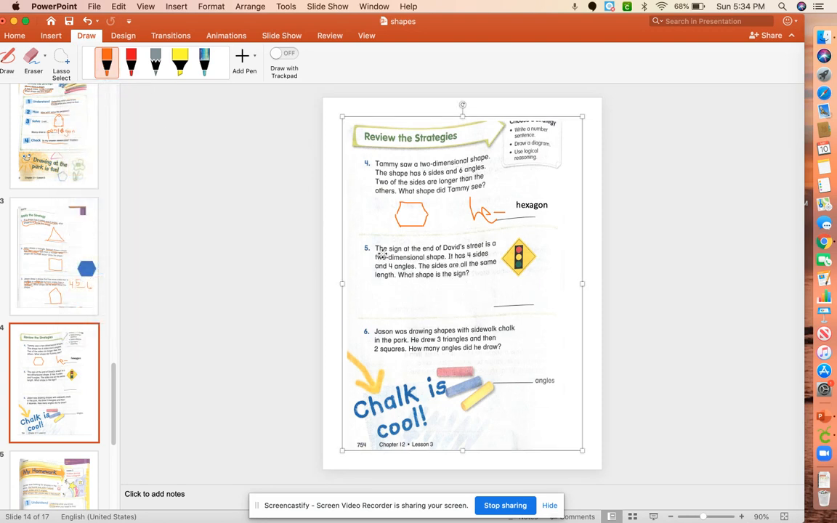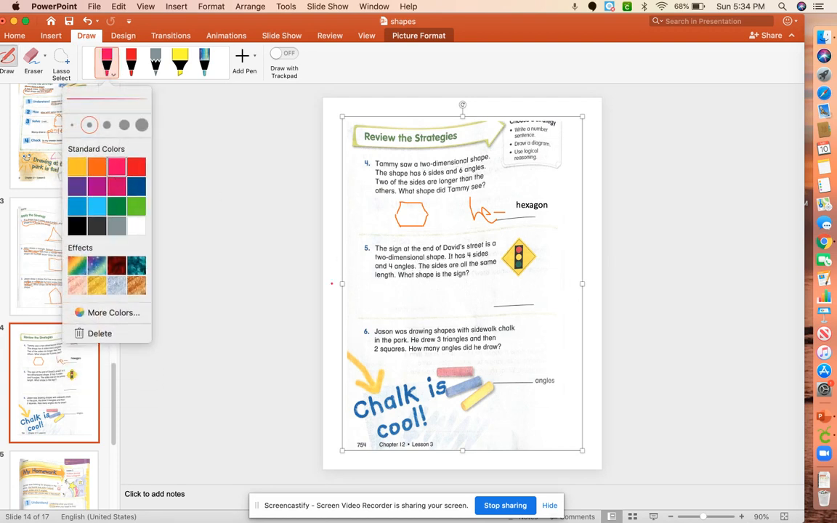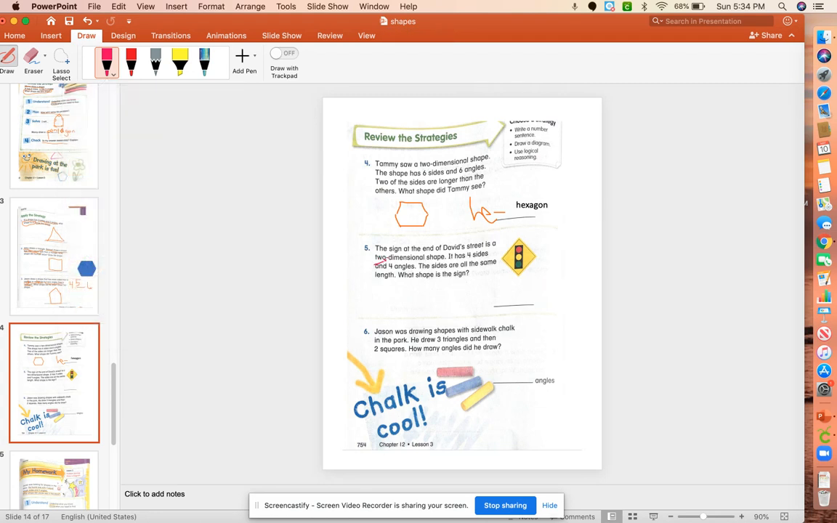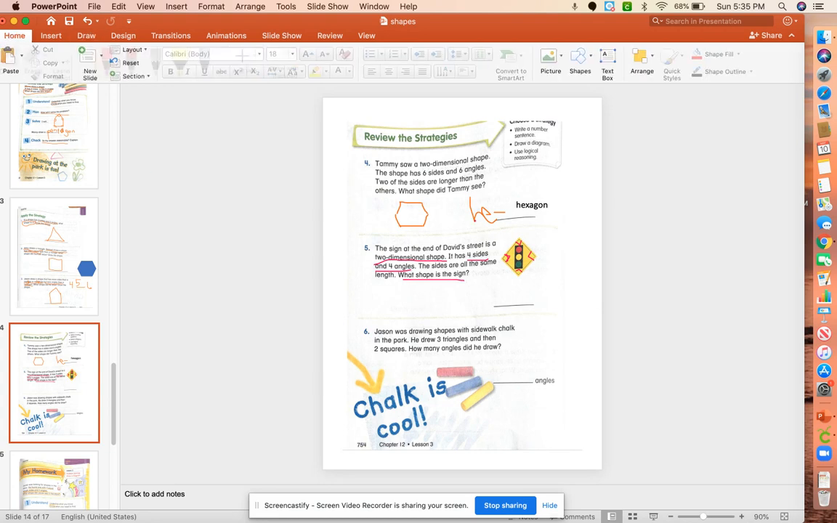So it says that the sign is 2D. It's a 2-dimensional shape. It has 4 sides. 1, 2, 3, 4. Has 4 angles. 1, 2, 3, 4. What shape is the sign? I hope you said square, because that is the correct answer.